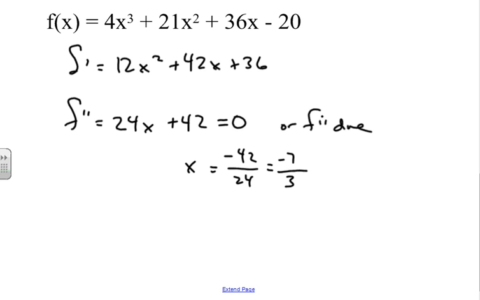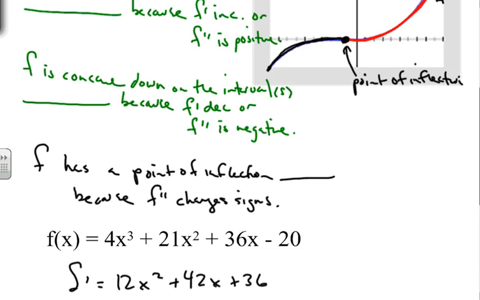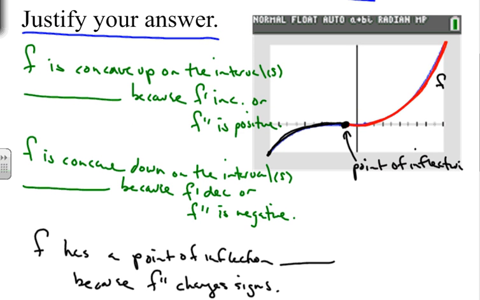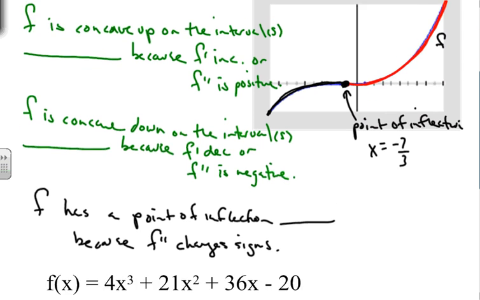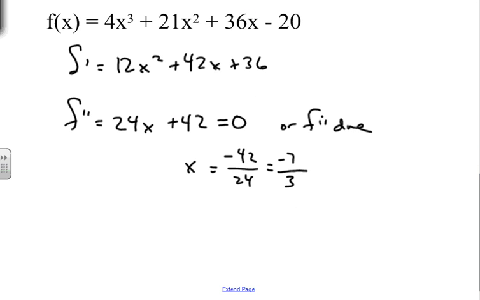So when x equals negative 7/3, that's where we have a possible point of inflection. And looking at our graph, that's where we can see that, yeah, it does look about like negative 7/3. So I'm guessing this is where x equals negative 7/3. That's where our point's going to be. So now, what do we do next?